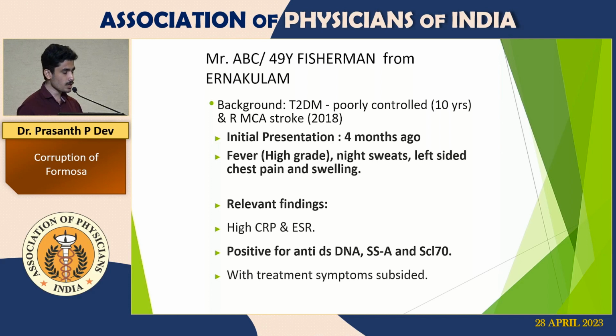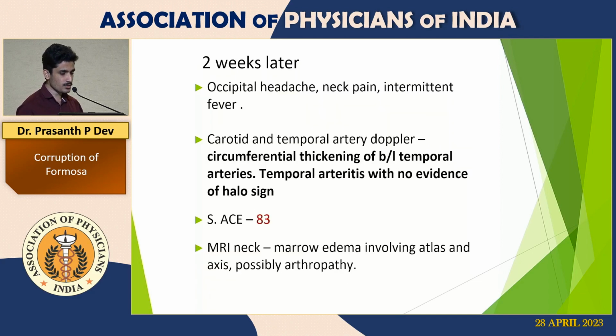His initial presentation was around 4 months back, and during the course of these 4 months, he presented with multiple symptoms at various hospitals and was admitted and treated at multiple hospitals. 4 months ago, he presented with a high-grade fever with night sweats, left-sided chest pain and swelling. The relevant findings in the first hospital include high ESR and CRP, and he tested positive for anti-dsDNA, SSA and SCL70. With treatment, his symptoms subsided and he was discharged from there.